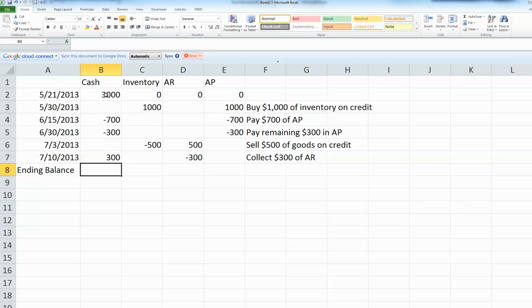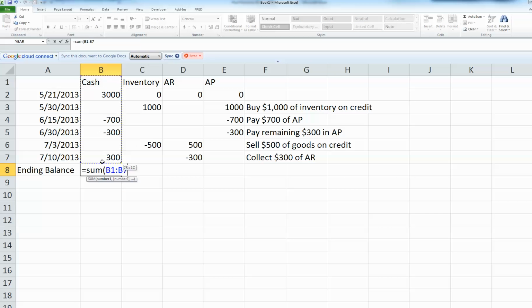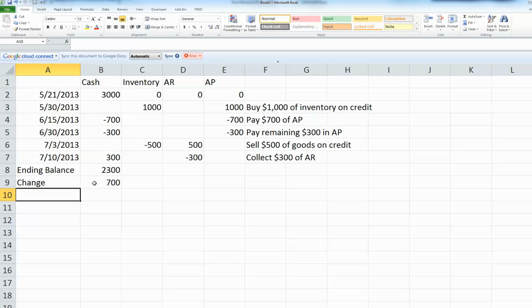And now I want to track the ending balance of all four of these accounts. So I'm just going to sum. Oops, I don't want to sum the word cash. I want to sum from row 2 through row 7. So my cash started out at 300, ended at 2,300. So the change is going to be 3,000. I think I said it started at 300, but it started at 3,000, ended at 2,300.